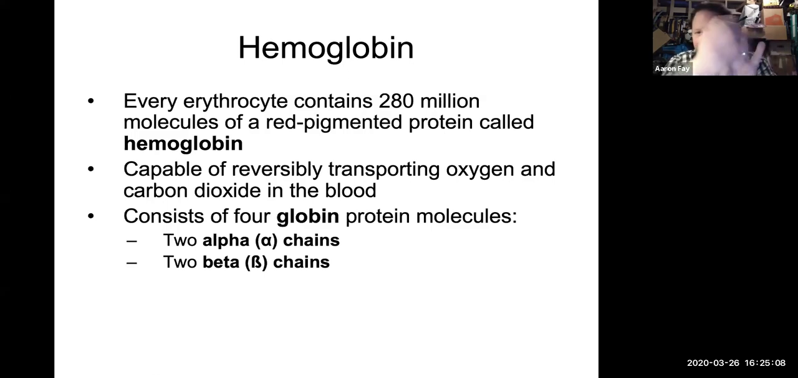2 of them are identical. So you have what are called 2 alpha subunits and 2 beta subunits. That's what is shown here, 2 alpha chains, 2 beta chains. Each one of those chains is called a globin.